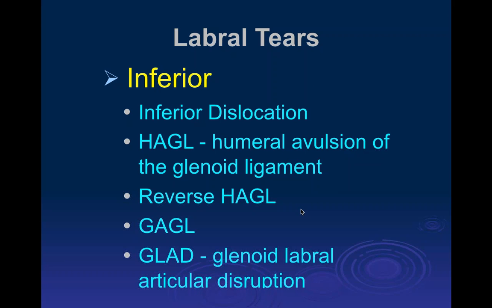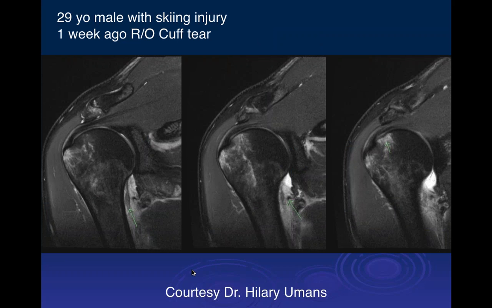So I think we've exhausted posterior labral tears. So you can get it from anterior dislocation. There's the HAGL lesion, the reverse HAGL, the GAGL, and the GLAD. So we'll talk about these kind of lesions. Here, what do you think of this one?